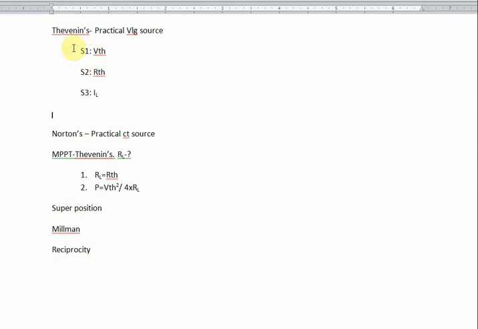I will repeat once again. What about Thevenin's theorem? Step number one, you will find the VTH. Then I will directly go to step number three: substitute the VTH and the RTH. Substitute the VTH, followed by the RTH.